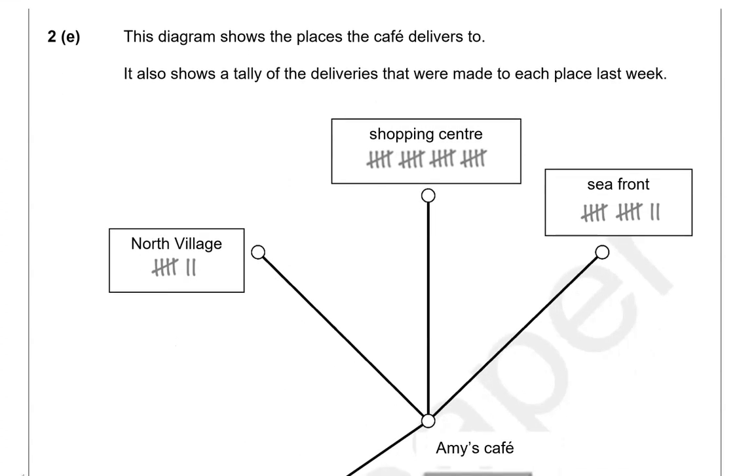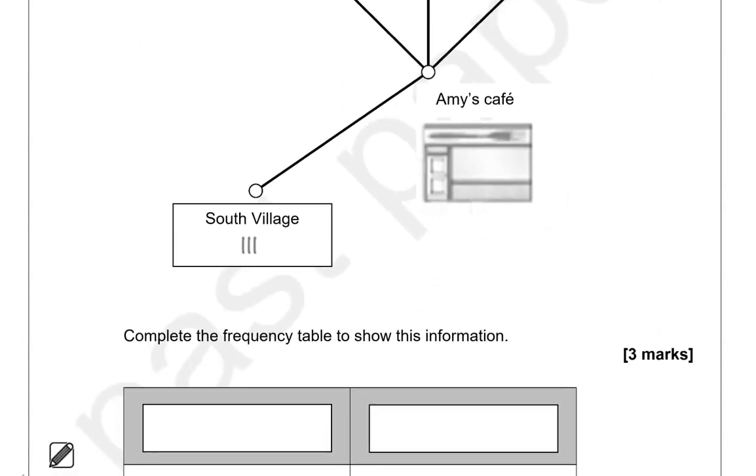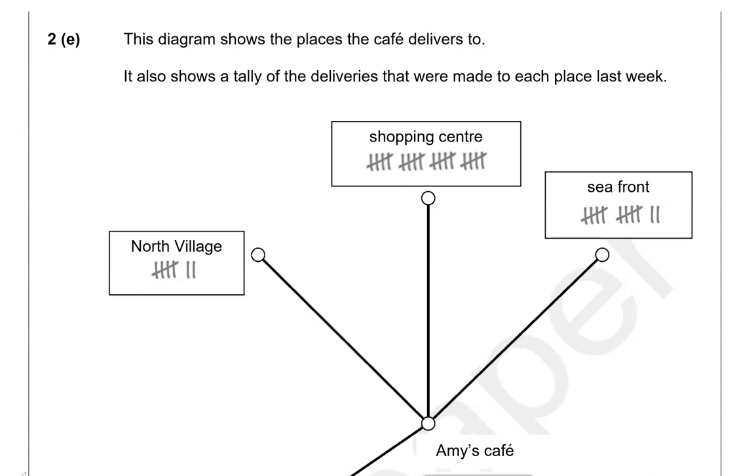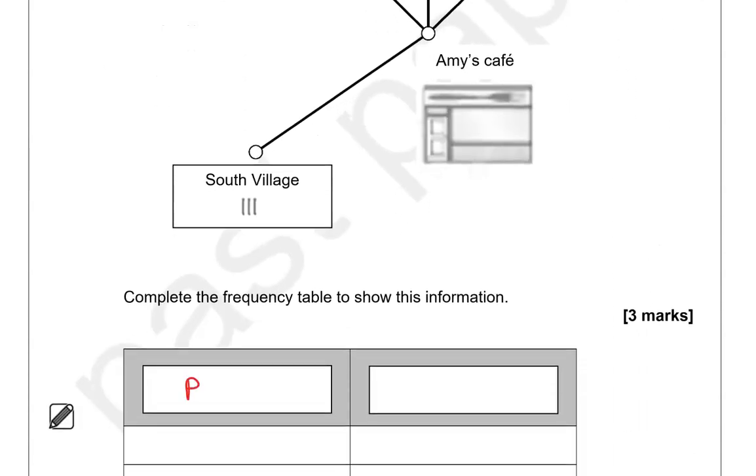This diagram shows the places the cafe delivers to. It also shows the tally of deliveries that were made to each place last week. Complete the frequency table to show this information. So we've got these different places and how many deliveries were made. So I'm just going to put this heading here, place, and number of deliveries.